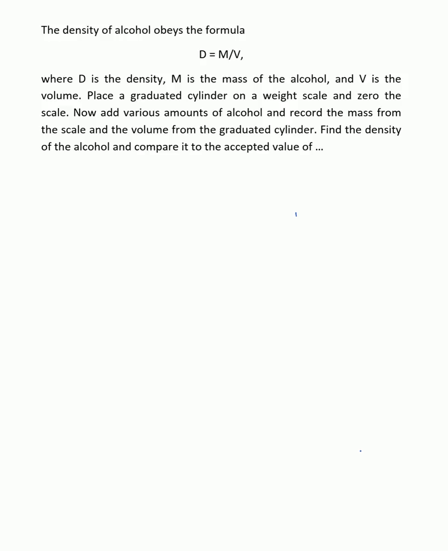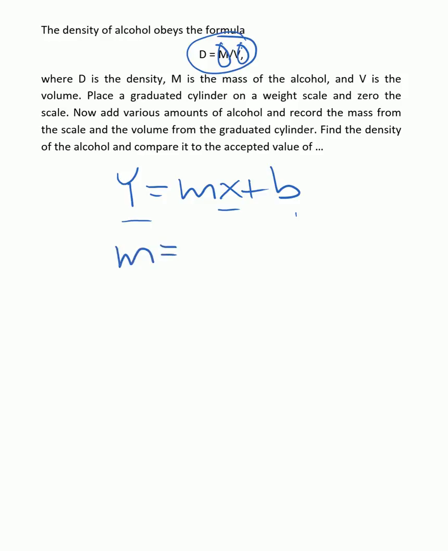Now again, the equation of a line is mx plus b. But now we've got a bit of a problem here. Our variables are m and V, and they're on the same side of the equation. Y and x are on different sides of the equation. So we need to rearrange this formula such that each variable is on one side of the equal sign. Well, that's easy to do. We just cross multiply. We say that m equals dV plus 0 if you'd like.